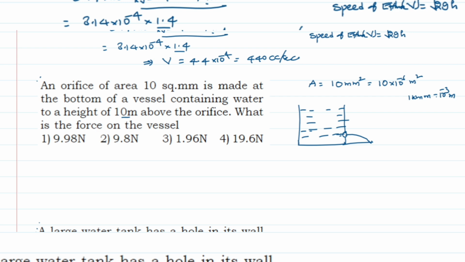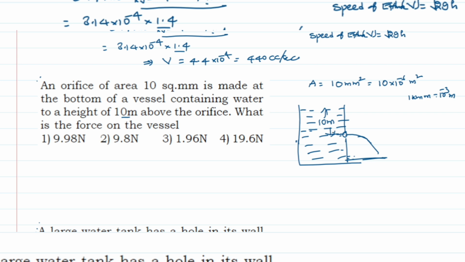So area is given as 10 square millimeter, made at the bottom of the vessel containing water at a height of 10 meter above the orifice. What is the force on the vessel? Here the water is contained to a height of 10 meter above the orifice. Now the liquid is going to be coming outside. Now what is the force on the vessel they are asking.